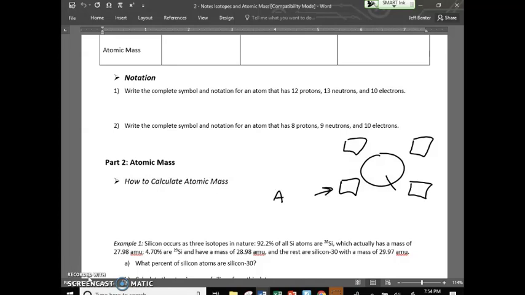The bottom left one is the atomic number, Z. And again, that's your number of protons. Your top left number is the mass number.